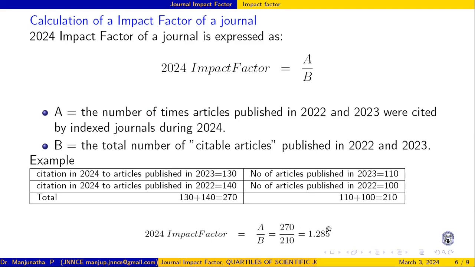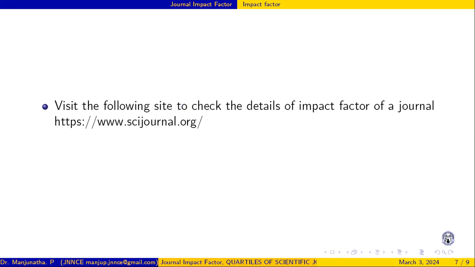So 270 by 210 is 1.285. This is the impact factor. The numerator, if it goes on increasing, then automatically this value will go up. It means the more researchers cite your journal, or your article in that journal, the more this value will keep increasing. So in this way, we can calculate the impact factor of a journal.